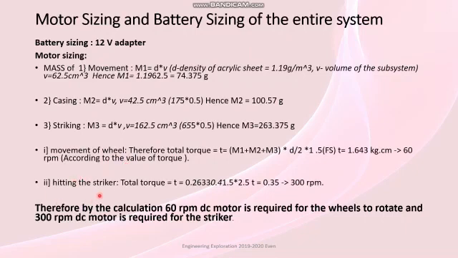Then next one was hitting the striker. In this case the total torque required was 0.35 according to these calculations, and according to the table we required 300 rpm. Basically, 60 rpm was for the wheels, and 300 rpm was for hitting the striker to the target. Therefore by the calculation, 60 rpm DC motor is required for the wheels to rotate, and 300 rpm DC motor is required for the striker.